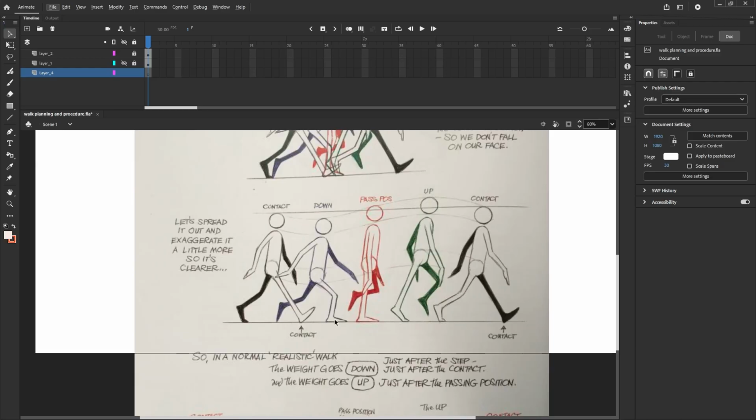See, the first one and the last one, these two poses are the same. We call them contacts. These two poses are contacts, and between these two poses there is a passing position. Between the passing position and the first contact there is a down pose, and again from the passing pose to the last contact there is an up pose.